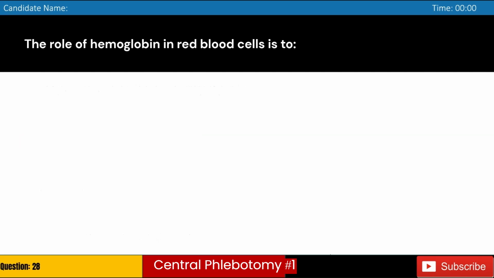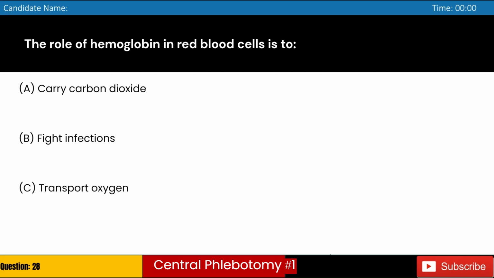The role of hemoglobin in red blood cells is to: A. Carry carbon dioxide. B. Fight infections. C. Transport oxygen. D. Regulate blood pressure. Answer C. Hemoglobin in red blood cells is responsible for transporting oxygen from the lungs to the tissues.